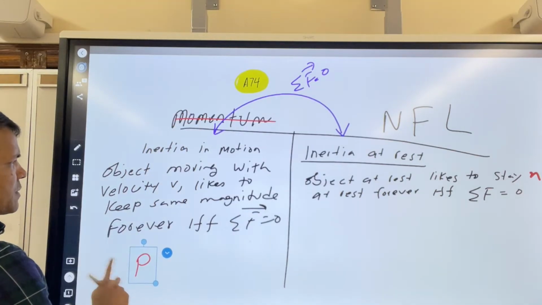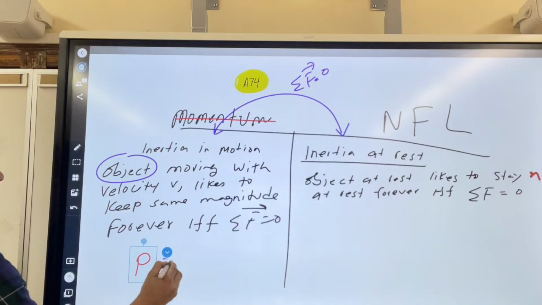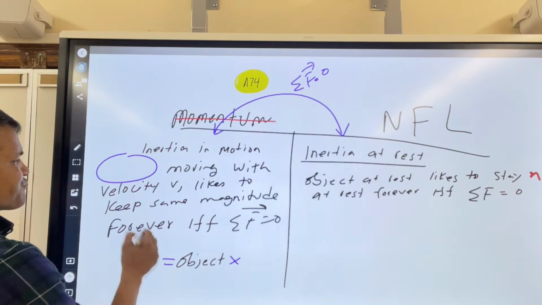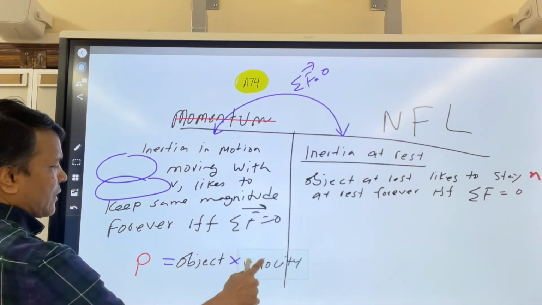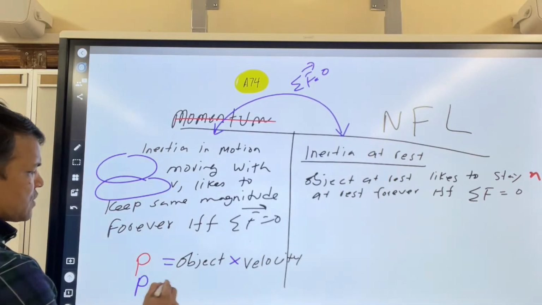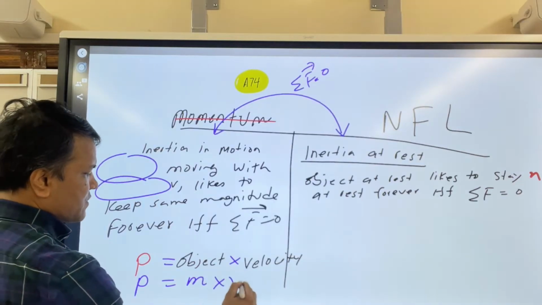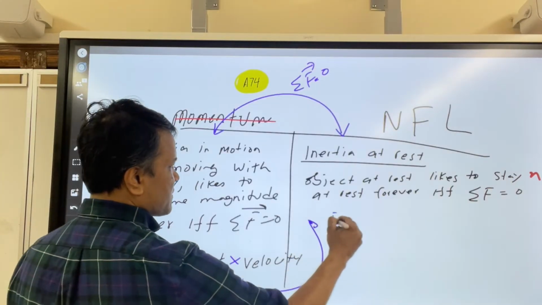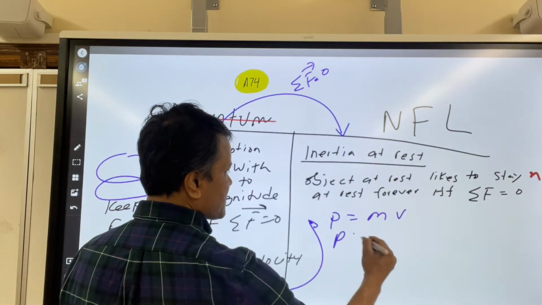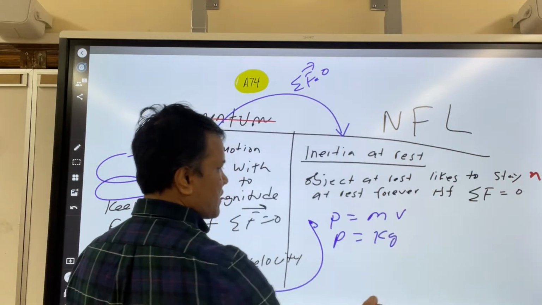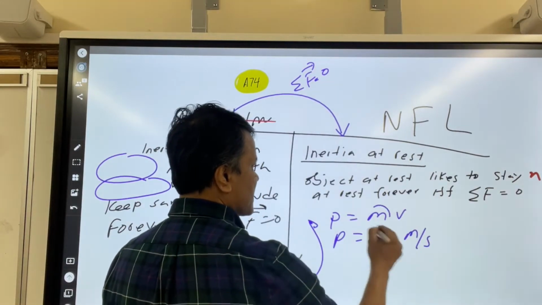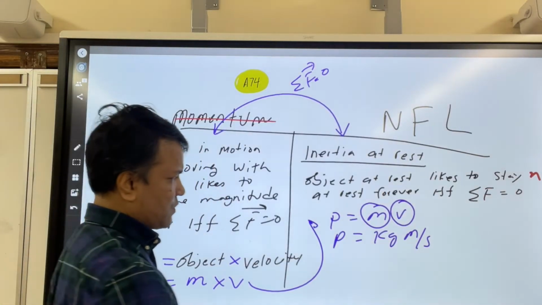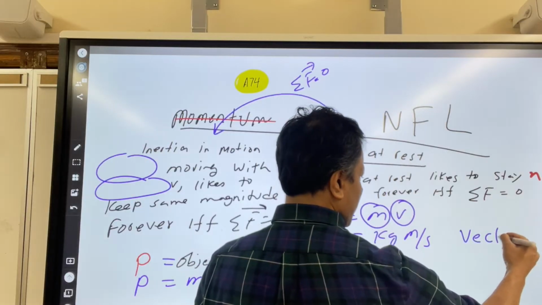So, P for momentum. Object momentum is equal to object mass times velocity, V. So, momentum is mass times velocity, right? What is the SI unit for mass? Kilogram. What is the SI unit for velocity? Meter per second, right? You have a scalar quantity and a vector quantity. When you multiply a scalar quantity with a vector quantity, you get a vector quantity. So, momentum is a vector quantity, right?